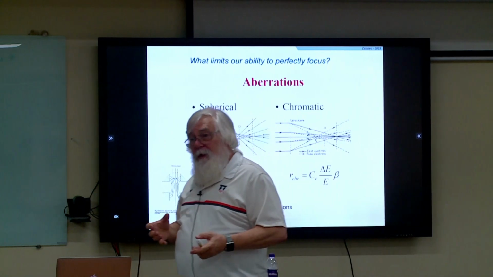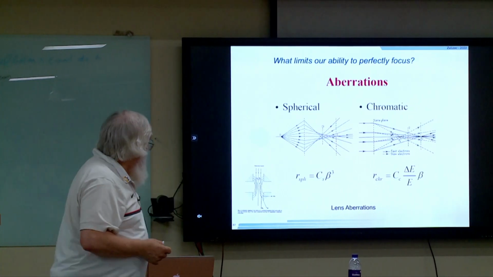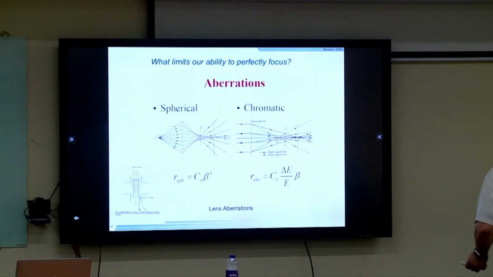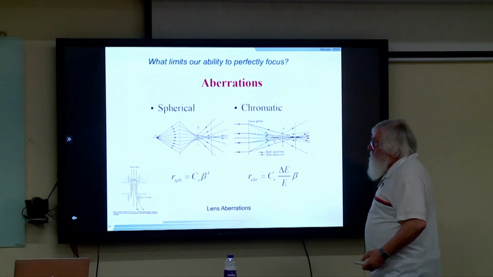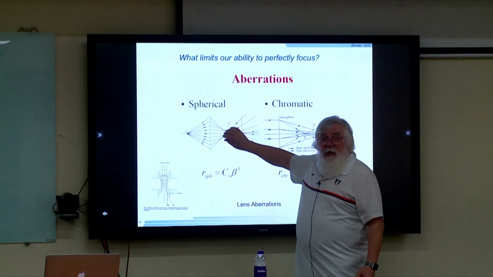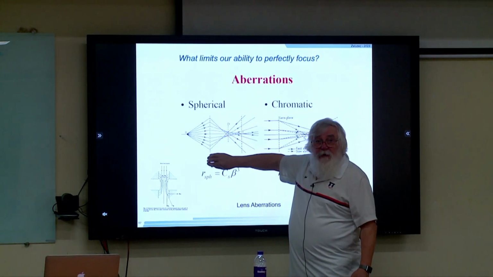The kind of lens that we've been talking about. It's spherical. Okay. There are two aberrations. One is called spherical aberration. The other is called chromatic aberration.